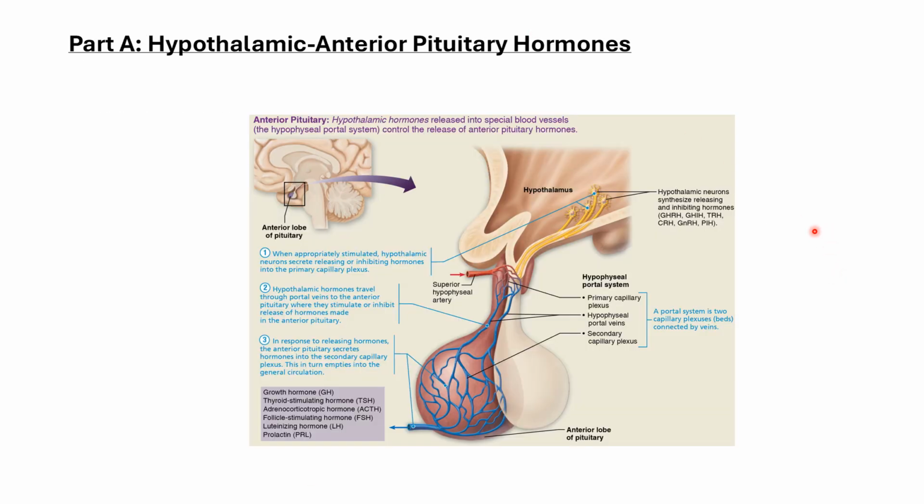Now let's go over the anterior hypothalamic-anterior pituitary hormones. I got this diagram from your Pearson e-text so it can be more clear. So just remember, we are on anterior pituitary. This is the anterior pituitary, this is the posterior pituitary. This is the hypothalamus, anterior pituitary. Stimulation for both of these lobes is different. Anterior pituitary is stimulated by the hormones of the hypothalamus.